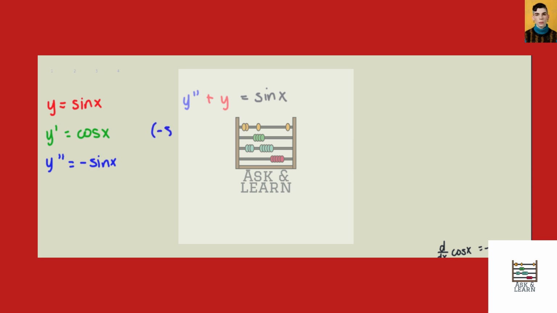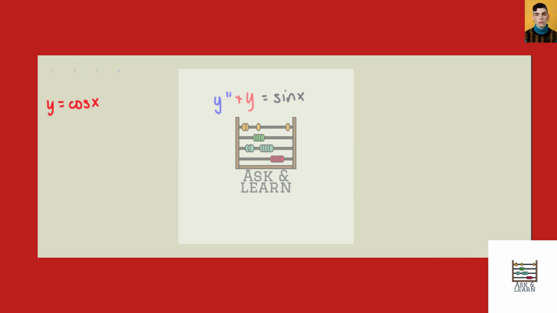So we'll have negative sine x plus sine x is equal to sine x. And on our left-hand side, this is 0, and this is sine x. These are not equal, therefore we know A is not our answer.